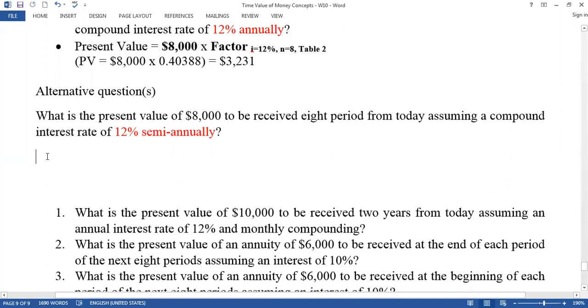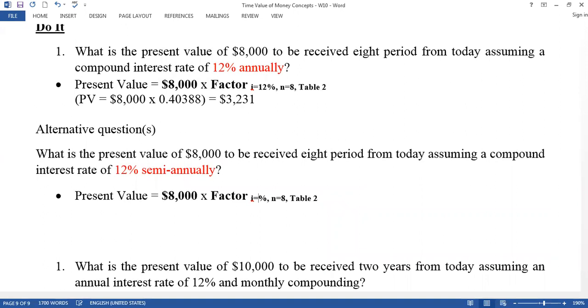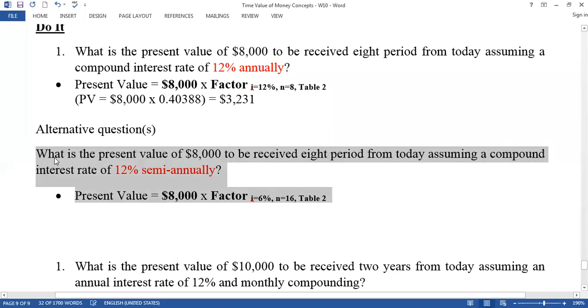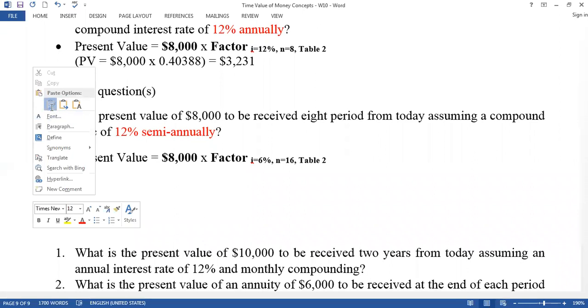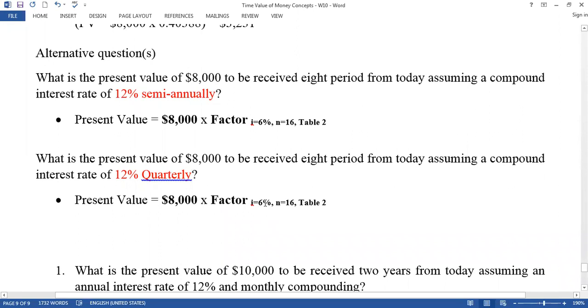If this is the case, we should have answered like this. It should be I equal 6%, right? I equal 6% and N equal 16, something like this. Again, an alternative question may be quarterly, right? Then this is 3%, and this is 24.